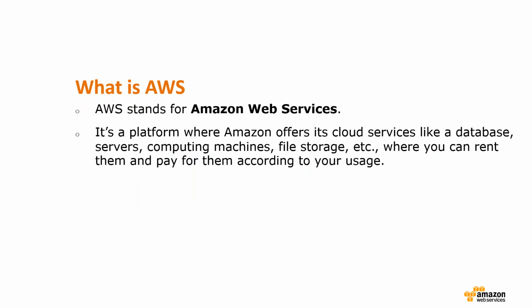Now let's try to understand what AWS is. AWS stands for Amazon Web Services. It is a platform where Amazon offers cloud services like databases, servers, computing machines, file storage, etc., which you can rent and pay for according to your usage. So if you see here, I'm mentioning that you can rent them and pay for them according to your usage. We're not procuring anything. We're just renting the services as per your architecture, and we pay for them according to your usage. So that's the beauty.